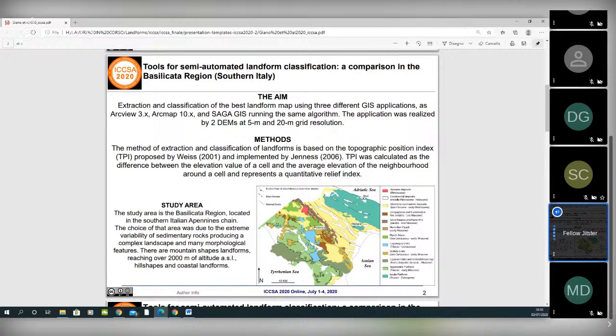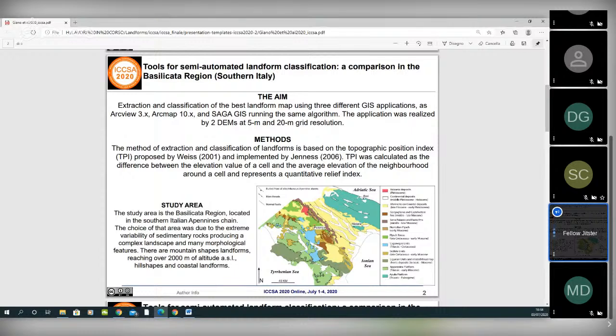We used the same landform classification, and for this purpose we used the TPI index, the topographic position index, proposed many years ago by Weiss and successively implemented in GIS by Jenness in 2006. It is important to consider that the TPI index is scale dependent, and then this value must change with the DEM grid resolution. For this purpose, we have selected two DEMs with different grid resolution, 5 meters and 20 meters. After a comparison of different landform maps extracted and classified by the three GIS applications, and using the two different resolution DEMs, we made a visual inspection of the best map resulting from the three different applications.